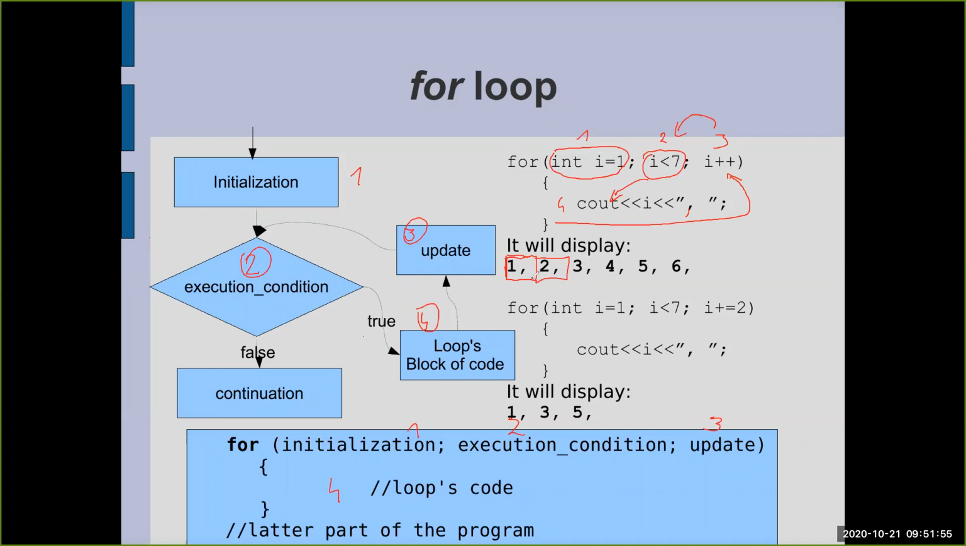Again, update. So now i is 3. This value is printed, and so on until i is 6. When i is 6, this value is printed, and we increment i, it is not smaller than 7. So the loop is terminated. The program will continue starting from the line after the for loop code block.